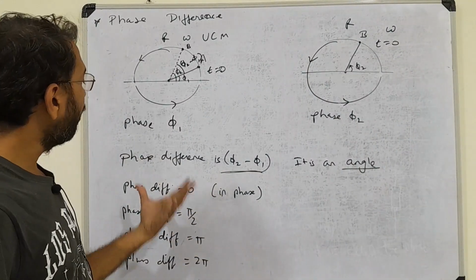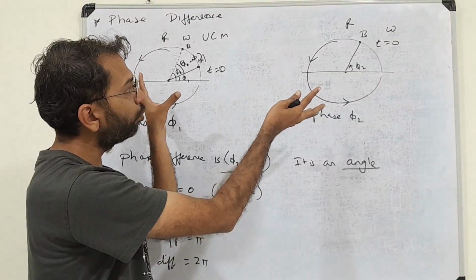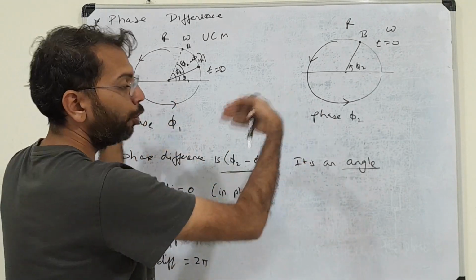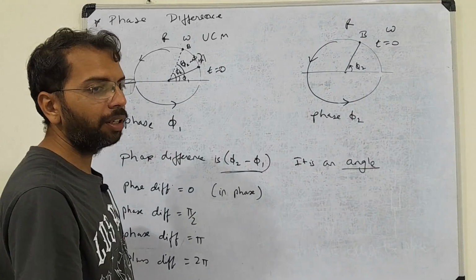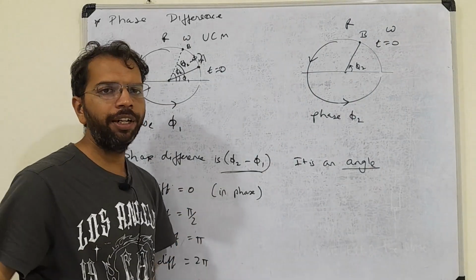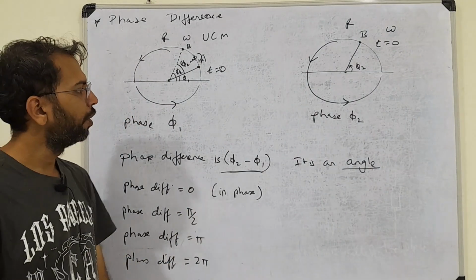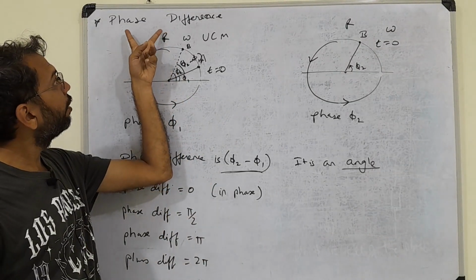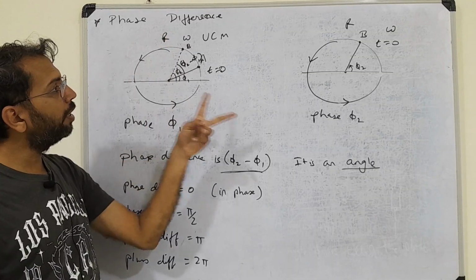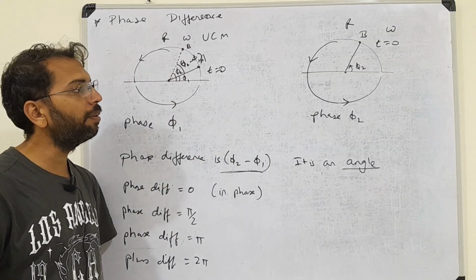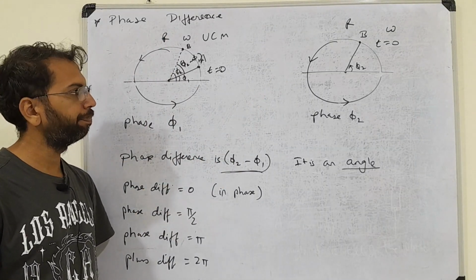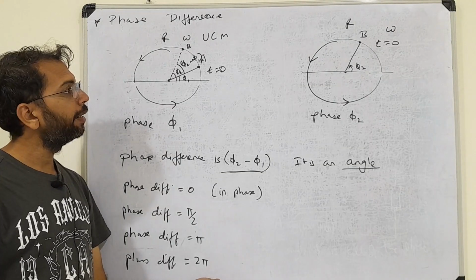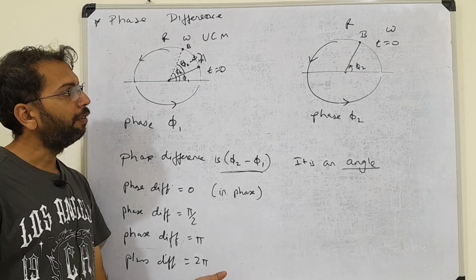So this is what we have as phase difference between two uniform circular motions, or two waves, or two simple harmonic motions, any two oscillatory motions. And this concept, this terminology will be used in one of the concepts in alternating current. So I hope you understood the concept, and I will see you next time.